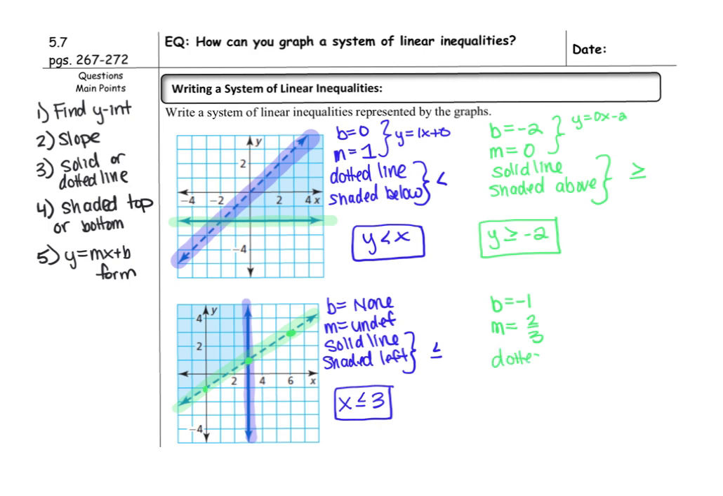Obviously, it is a dotted line, and if we look at this line, is it shaded above or below? It is shaded above. So when you have a dotted line shaded above, that inequality symbol is going to be greater than. If we put all this information together, the inequality that represents the green line would be y is greater than 2/3 x minus 1.